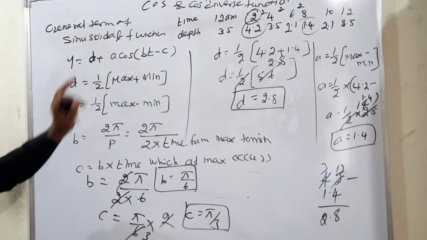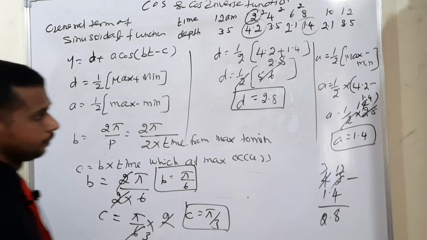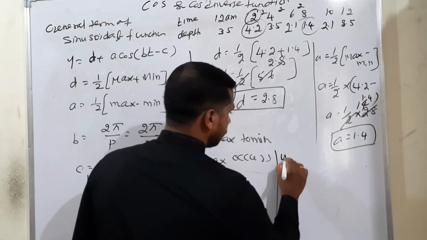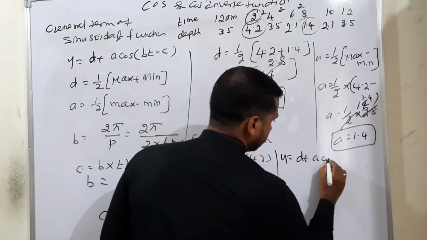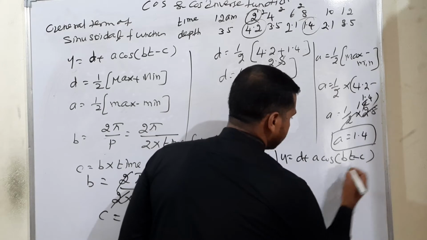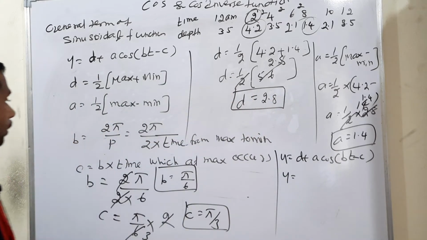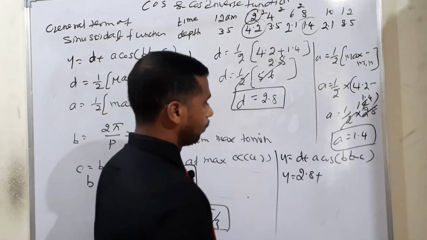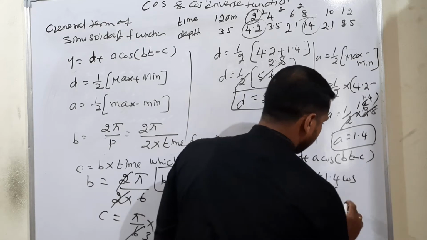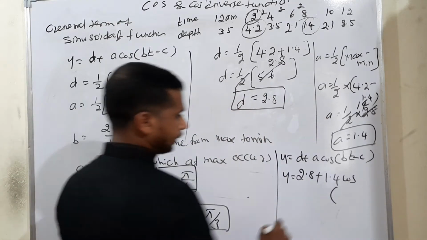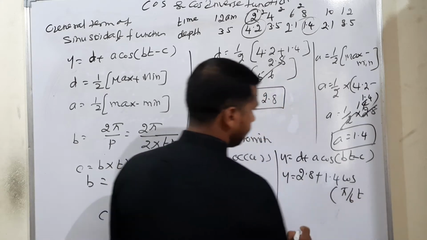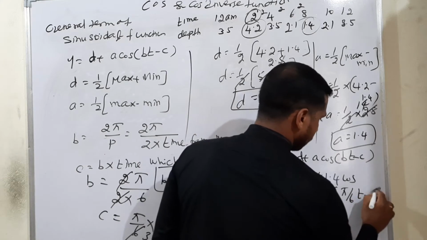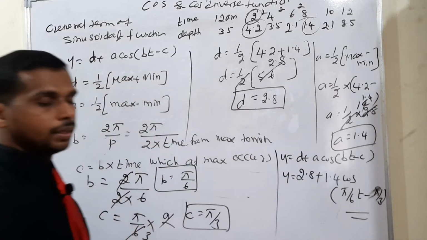General term of sinusoidal means y is equal to D plus A cos(bt minus C). Therefore y is equal to 2.8 plus 1.4 cos of bt, with b value pi by 6, so pi by 6 t, then minus C value pi by 3. This is the answer for the general term of sinusoidal. Okay.